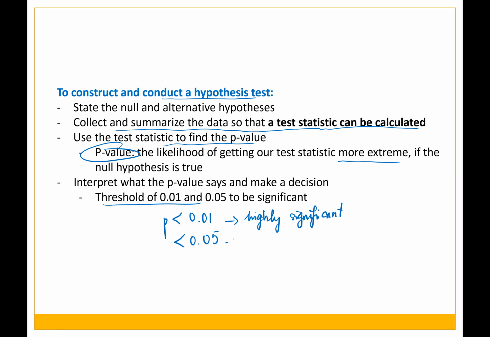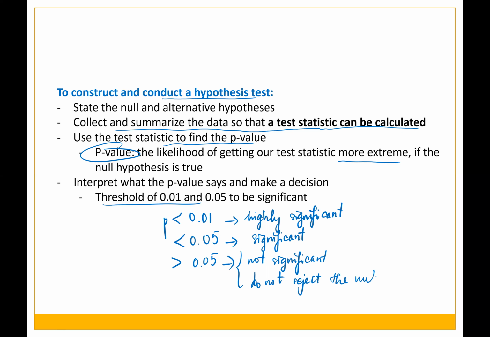And in the denominator, when it's smaller than 0.05, it's significant. And when it's bigger than 0.05, usually we say that it doesn't have significance, and we cannot reject the null hypothesis. We do not reject the null hypothesis, but it doesn't mean that the null hypothesis is true. We can only conclude that we don't have enough evidence to reject the null hypothesis.